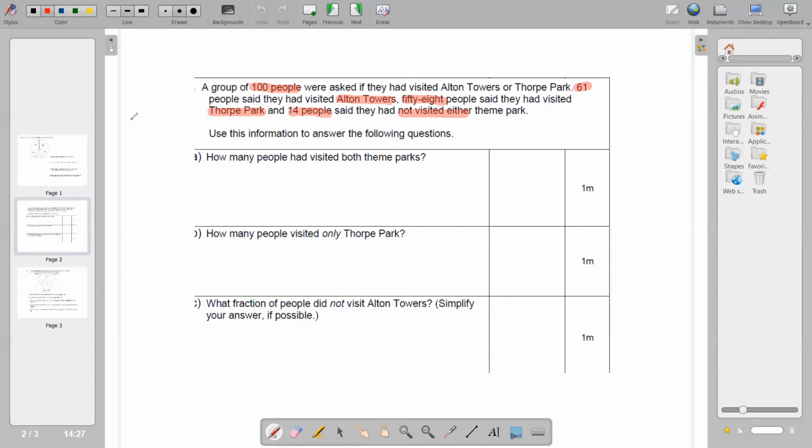So I set this out like this. I will say total. So the total number of people is 100. The number that went to Alton Towers was 61. The number that went to Thorpe Park was 58. And the number that went to neither was 14. So I've plotted my information out there, just in a very simple, straightforward table kind of format.